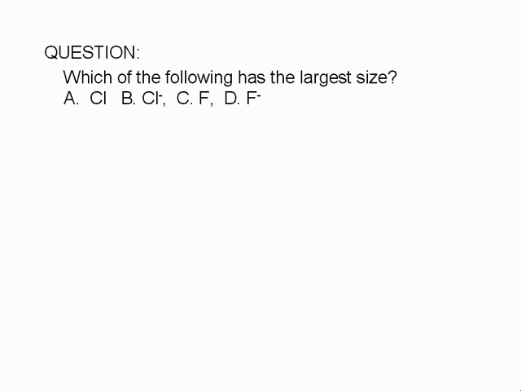Which of the following has the largest size? A. A chlorine atom. B. A chloride ion. C. A fluorine atom. Or D. A fluoride ion. Let's look up these elements in the periodic table.